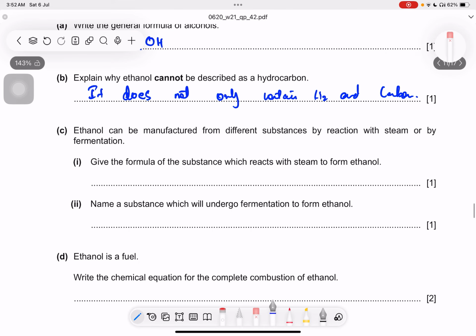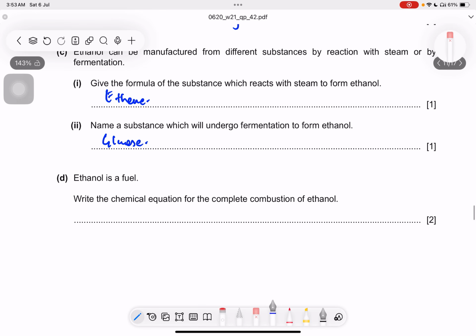Ethanol can be manufactured from different substances by reaction with steam or by fermentation. Give the formula of the substance which reacts with steam to form ethanol. So, ethene. Addition of steam to ethene is the reaction we have studied with the catalyst phosphoric acid. Name a substance which will undergo fermentation to form ethanol. This is glucose. Glucose, and yeast acts on it to make ethanol.